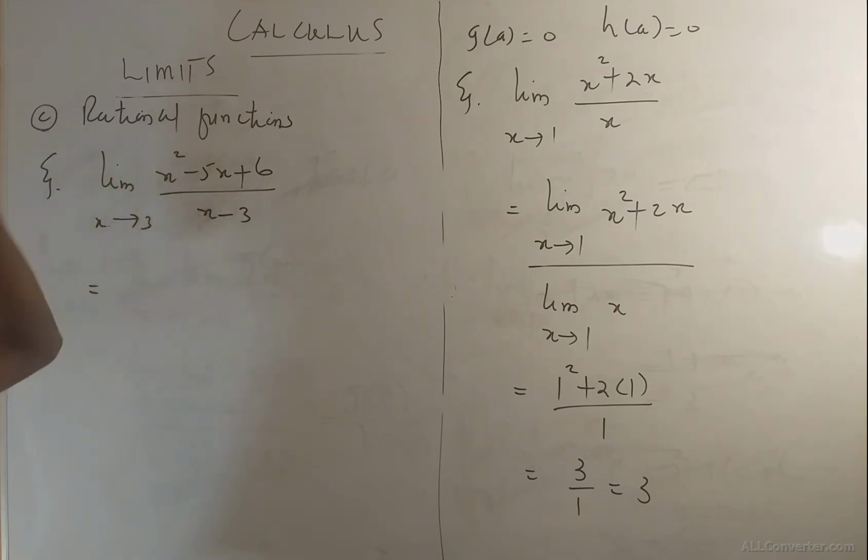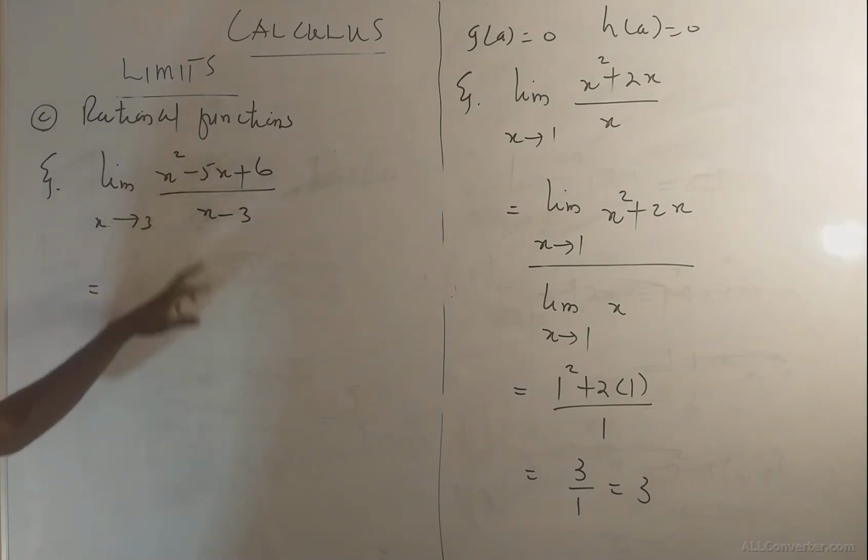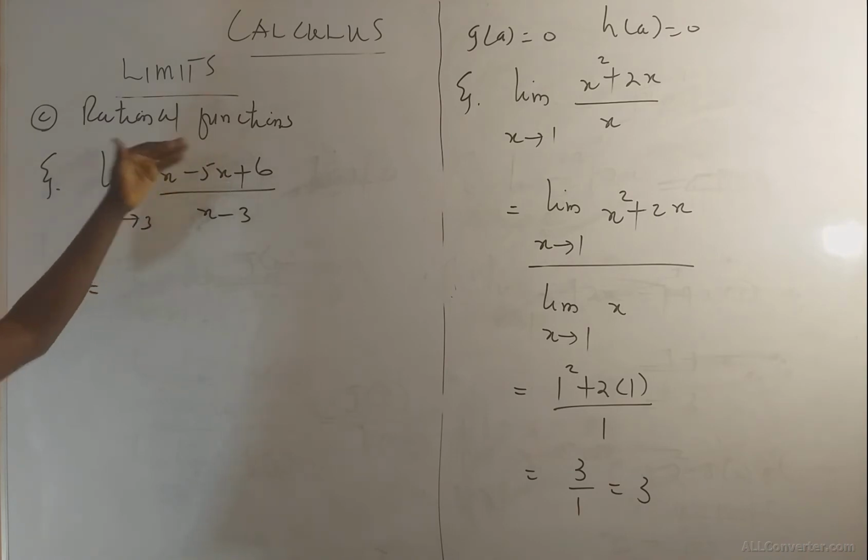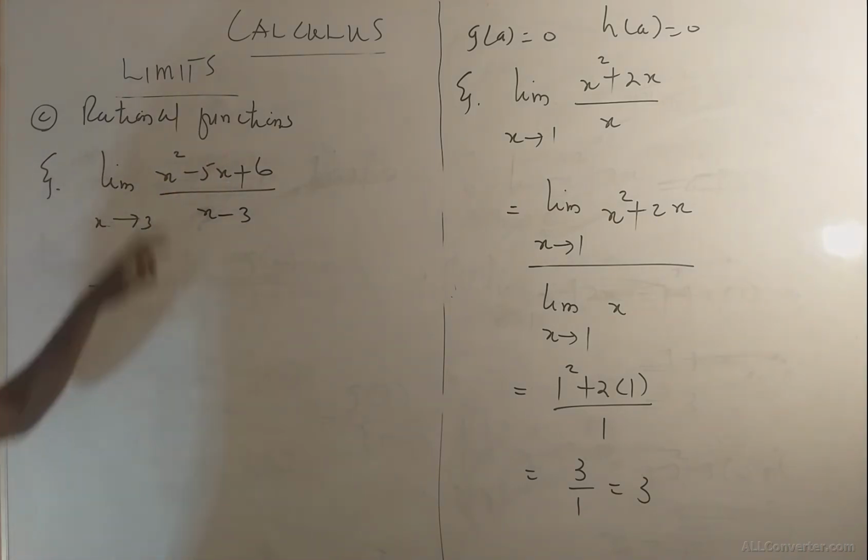So limit as x approaches 3 of x squared minus 5x plus 6 all by x minus 3. You can see that this is a rational function because x squared minus 5x plus 6 is a polynomial function and x minus 3 is also a polynomial function. Because we are dividing one polynomial function by the other polynomial function, we call it a rational function.